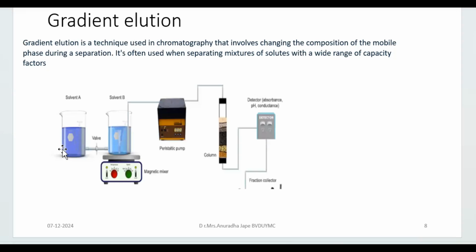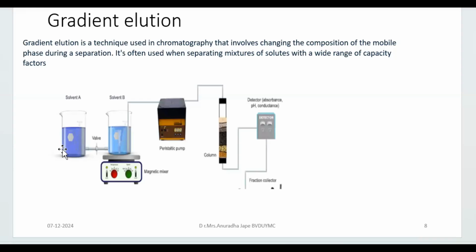Yes, you can continuously change the pH, you can change the ionic concentration, or you can change the polarity. Again, you are varying something in that solvent system. So again, it becomes gradient type. It is a single solvent, but you are changing the pH. So a gradient of pH is set.